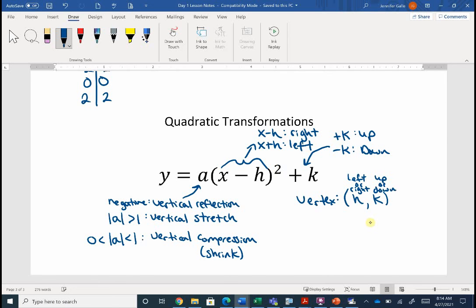So if you pick out your transformations, if you know that your graph is going to go right 2 and up 5, that's giving you the directions to your vertex, that middle part of your graph, or your high point or your low point, however you want to see that.